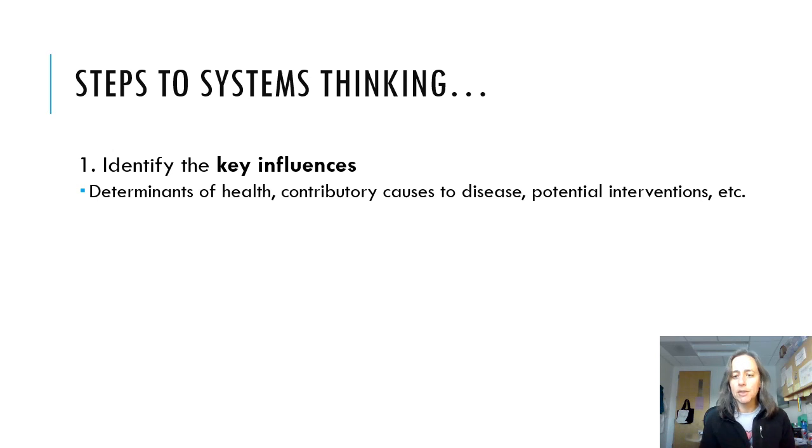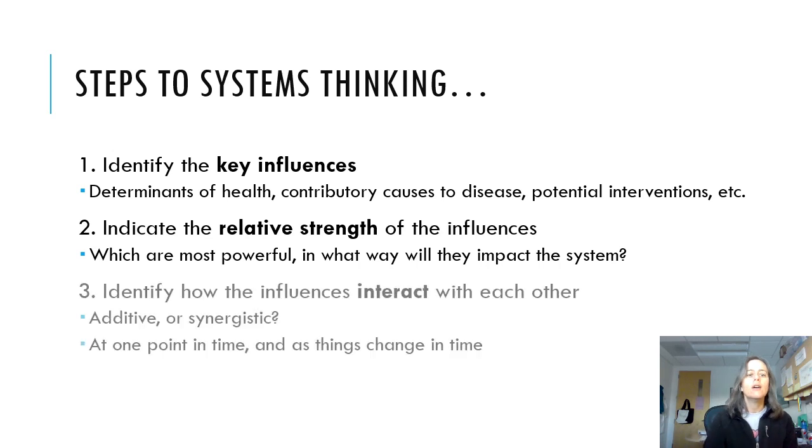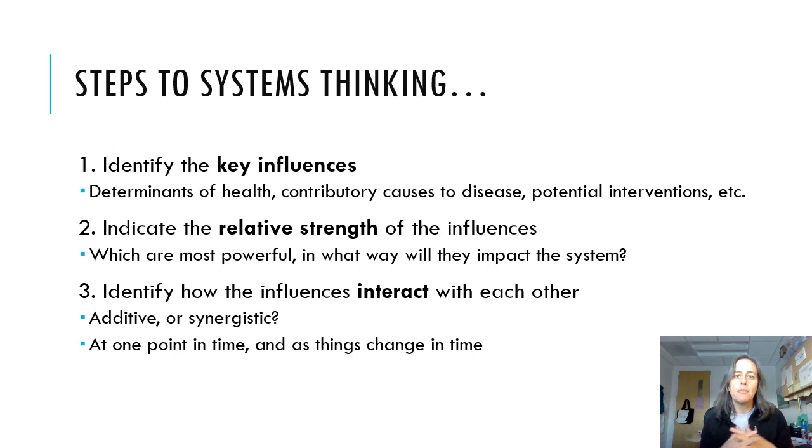So our key influences. And then, how powerful are they? What is their relative strength when it comes to how they impact the system? So, for example, if I'm looking at the health of a pregnant person, which is more important, that they stop smoking or that they take their prenatal vitamin every day, right? What are the relative strengths of those, and do they interact with each other, which would be the next step, right? So how does one thing impact the other, and does it? Because sometimes they do and sometimes they don't.